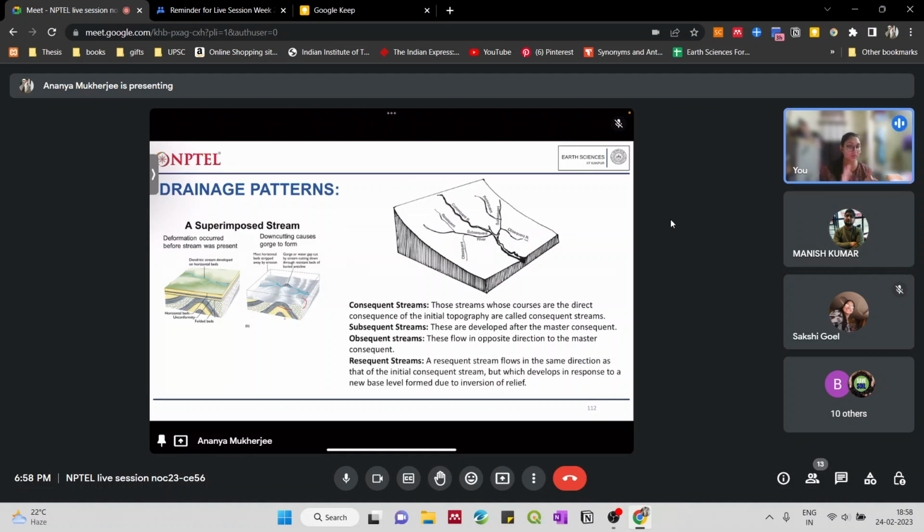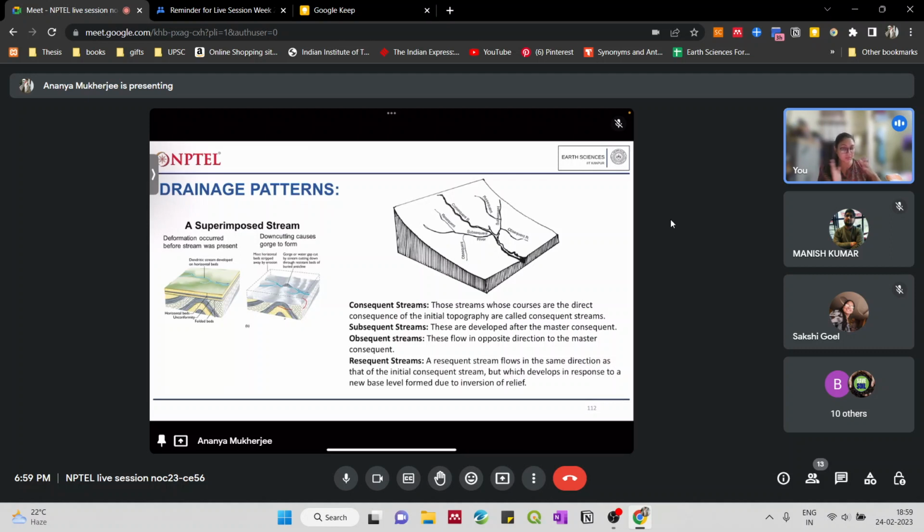Superimposed is also a type of discordant drainage basin. Antecedent is where there is tectonic uplift. In superimposed, the uplift is also happening, change is also happening, and erosion is happening, but still the drainage pattern is the same. So it is superimposed. Two kinds of changes, tectonic uplift and erosion, have happened in that area, but the drainage pattern is remaining the same. So that is superimposed.